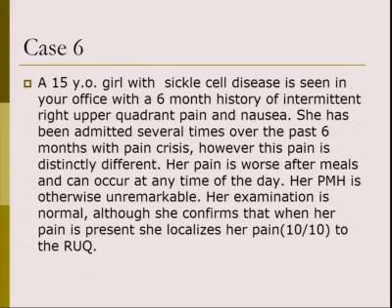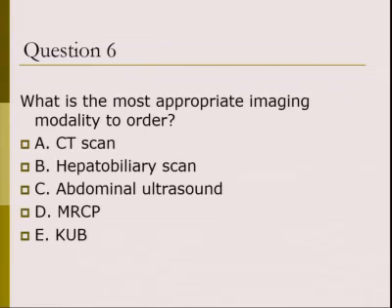Her pain is worse after meals and occurs at any time of the day. Her past medical history is otherwise unremarkable. Her exam is normal, although she confirms that when her pain is present, she localizes it to the right upper quadrant, and it's quite severe. So what is the most appropriate imaging modality to order? A, a CT scan, B, a hepatobiliary scan, C, an abdominal ultrasound, D, an MRCP, or E, a KUB.